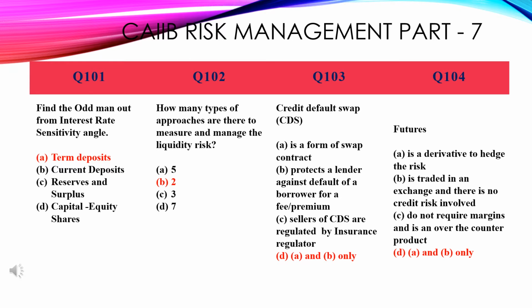The first is, futures is a derivative to hedge the risk. Second, futures is traded in an exchange and there is no credit risk involved. Third, futures do not require margins and is an OTC product, that is an over the counter product. The fourth option is A and B, that is, futures is a derivative to hedge the risk and futures is traded in an exchange and there is no credit risk involved. So here the answer is D, that is A and B option.